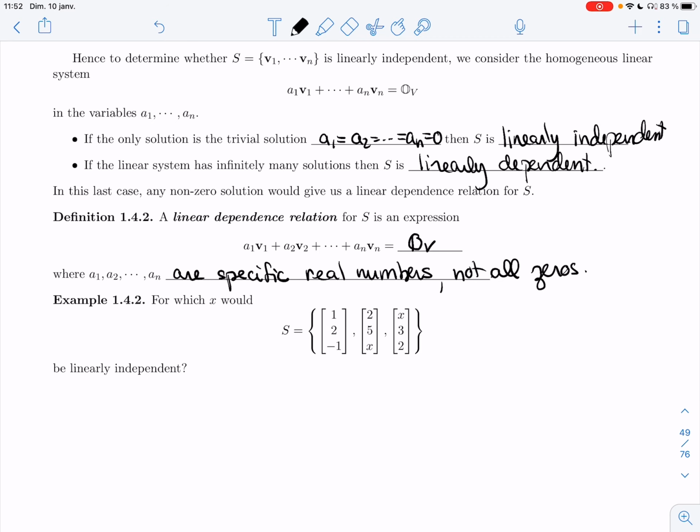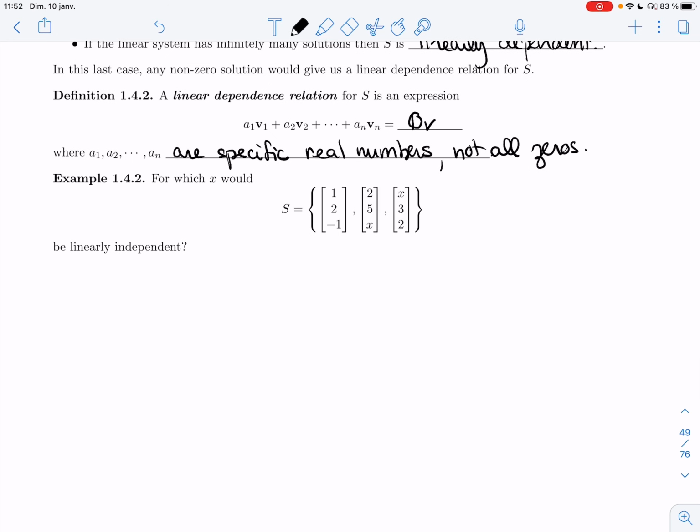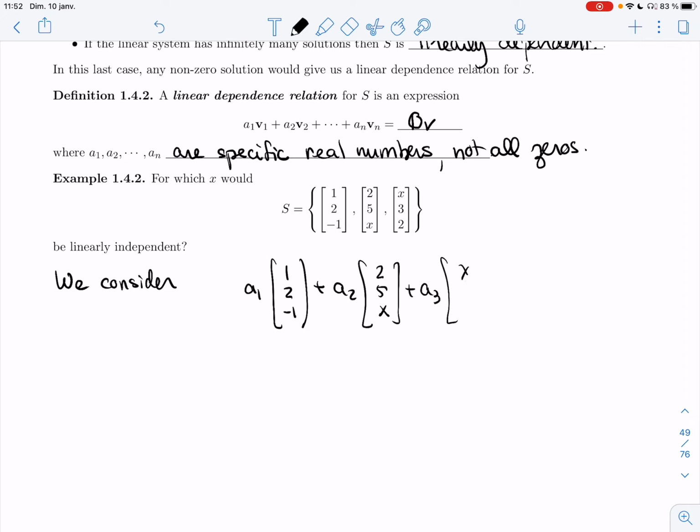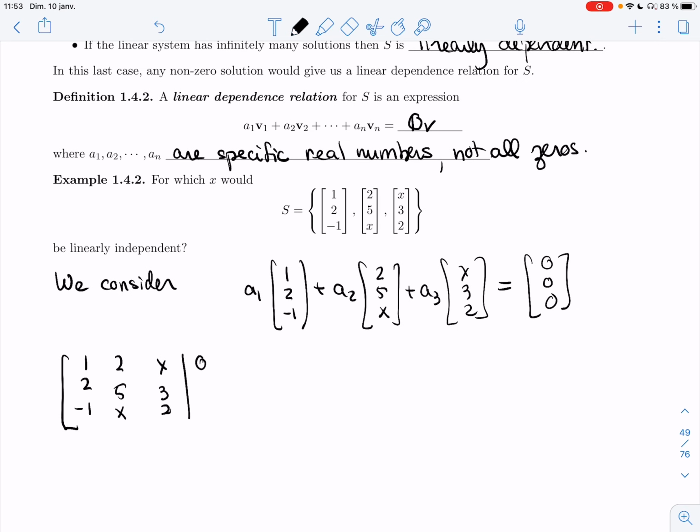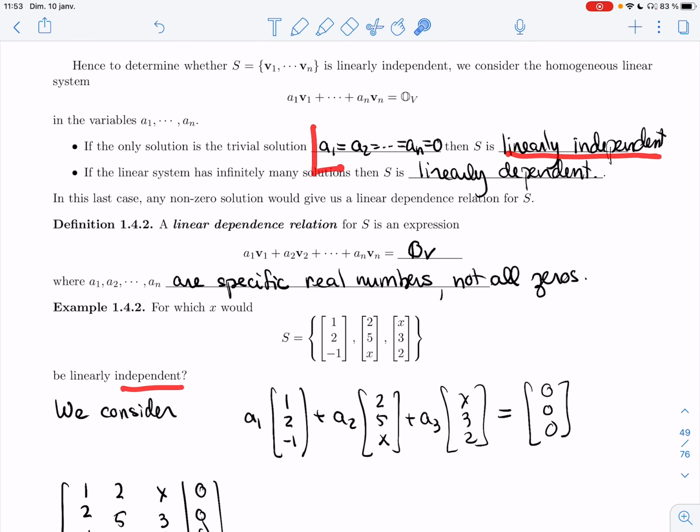All right, so let's try an example. For which values of x would this set be linearly independent? We want to consider a1 times (1, 2, -1) plus a2 times (2, 5, x) plus a3 times (x, 3, 2), and we want to know if we can write 0 that way. And so the matrix that we'll consider is something like this. We want this to be linearly independent, and so we need to have only one solution.